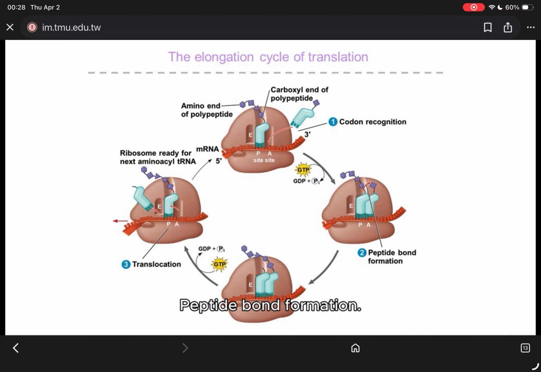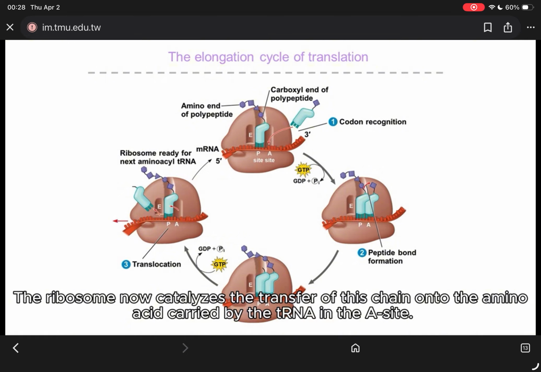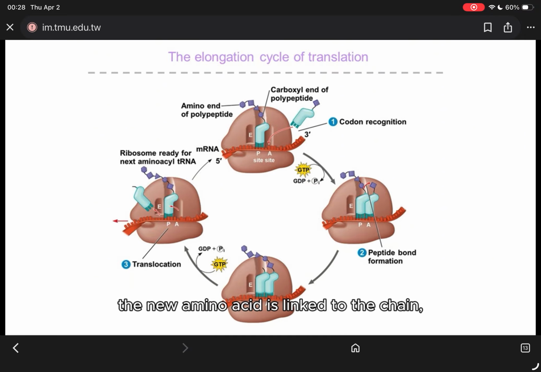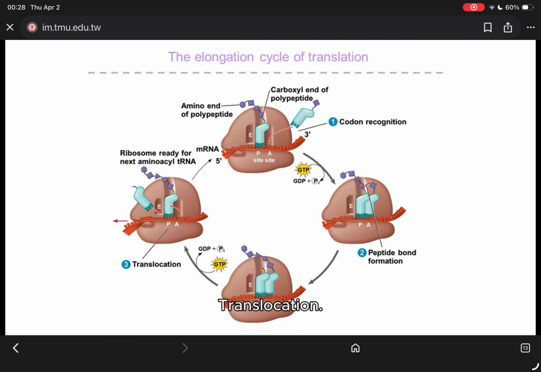2. Peptide bond formation. The tRNA sitting in the P site, peptidyl site, is already holding the growing polypeptide chain. The ribosome now catalyzes the transfer of this chain onto the amino acid carried by the tRNA in the A site. In other words, the new amino acid is linked to the chain, and the entire polypeptide is handed over to the newcomer. 3. Translocation.